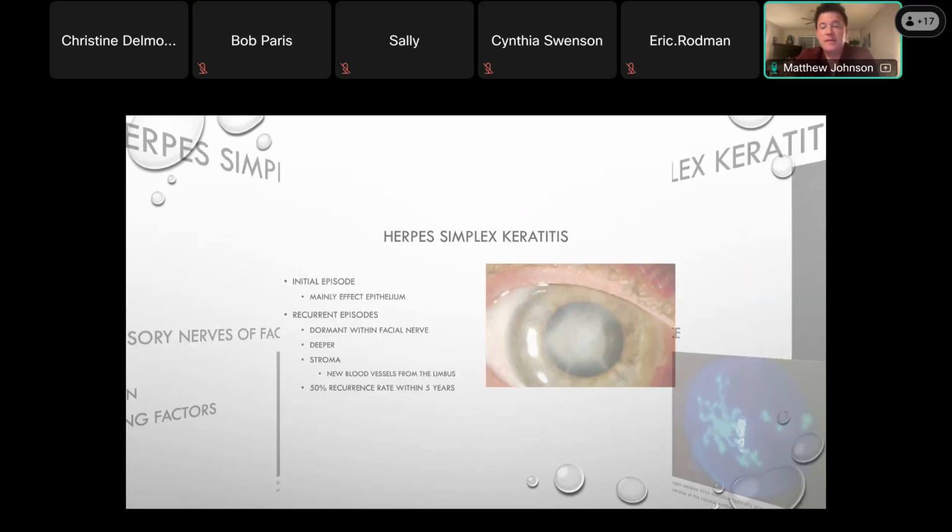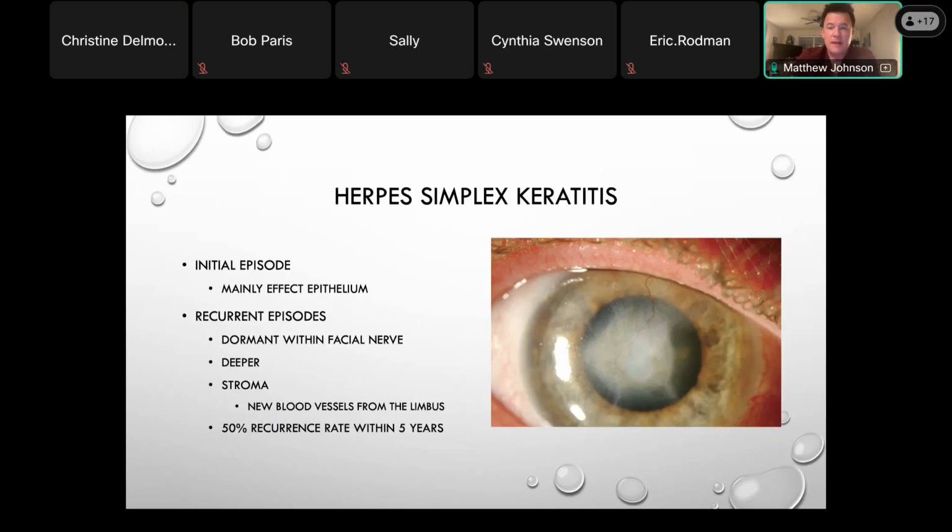And so what happens is the initial episode mainly affects the epithelium, as we talked about the last couple of weeks. That epithelium is the very, very outer layer of the cornea. And the problem is, it doesn't happen just once, my friends. This comes back. And we don't have any control over it besides taking antiviral medications to kind of calm that stuff down. So when it happens again, you get it taken care of. It goes dormant. It goes bye-bye. And then all of a sudden it can come back. And then when it comes back, it goes deeper and then starts getting in the stroma.